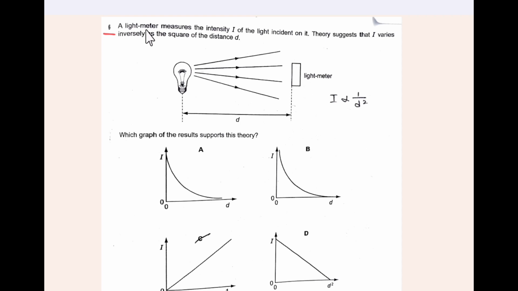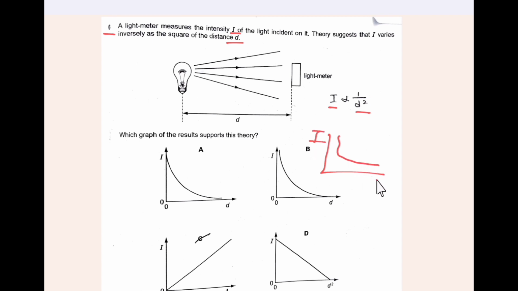Question number 6. A light meter measures the intensity I of light incident on it. Theory suggests that I varies inversely as the square of distance. That is, I is inversely proportional to distance square. Which graph of the results supports the theory? So since I is inversely proportional to d square, if we just plot the graph of I against d, then the inversely proportional graph would look something like this.